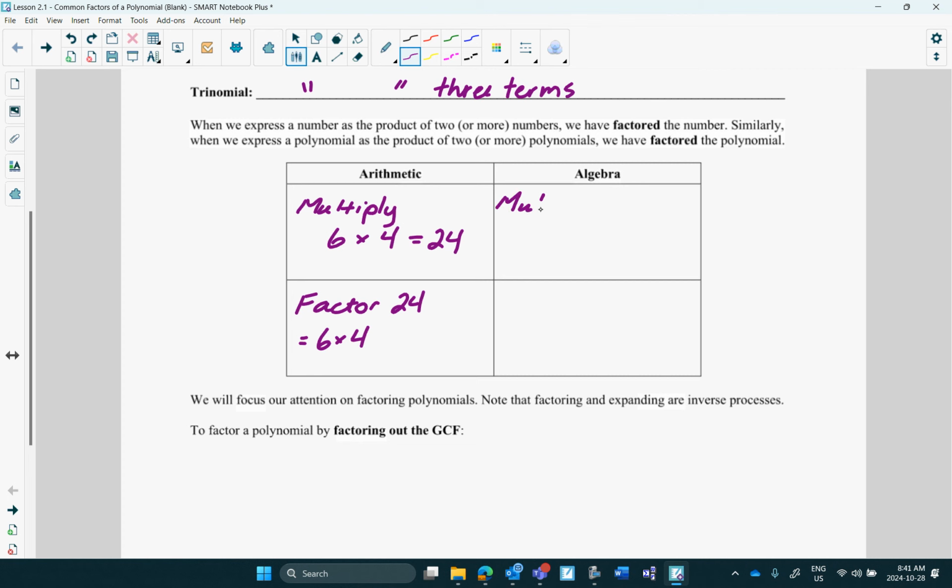Last year, we talked about multiplying, and I often use the word expanding. Something like this: 6 times x plus 4. These are two expressions that you're multiplying together. What would be the answer, by the way, when you multiply those two? 6x plus 24, because we multiply 6 by everything in the parentheses.